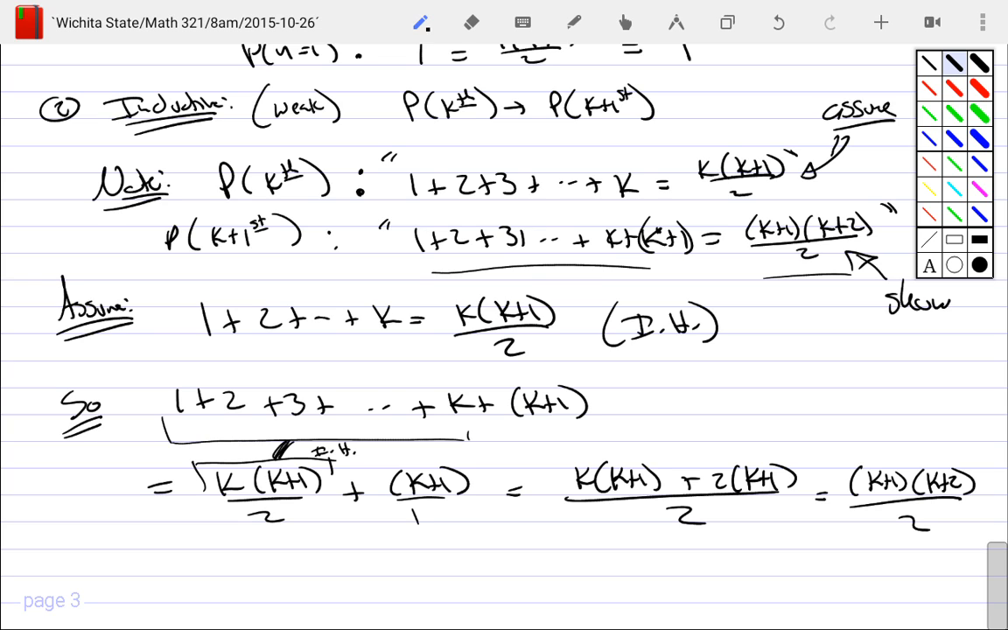Is everybody okay with that? So because the first one is true, the second one is true. That's the whole point of it, showing an implication. So we're good. And so therefore, my inductive step has been shown to be true as well.